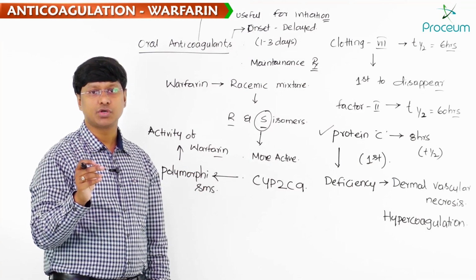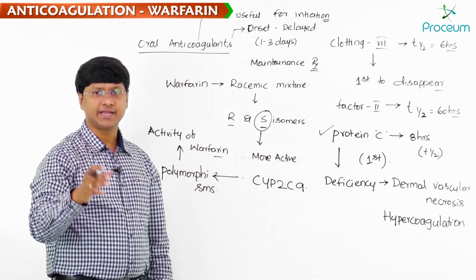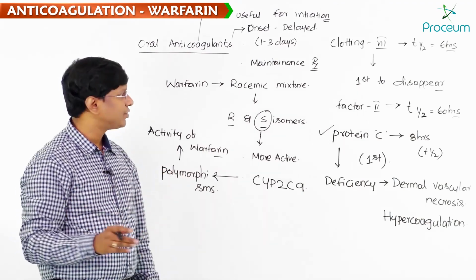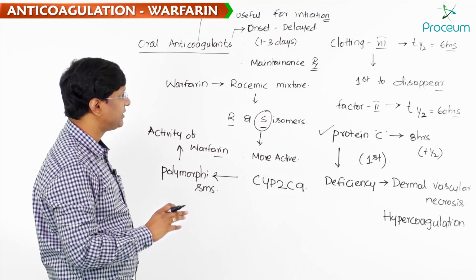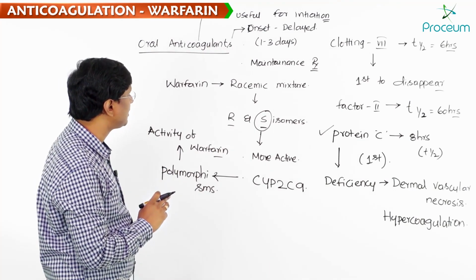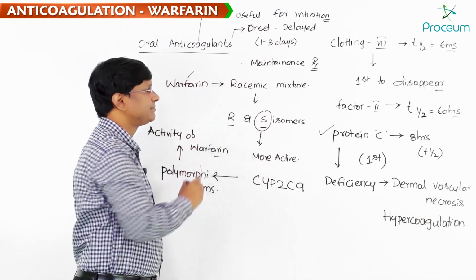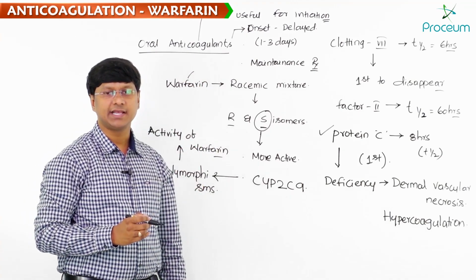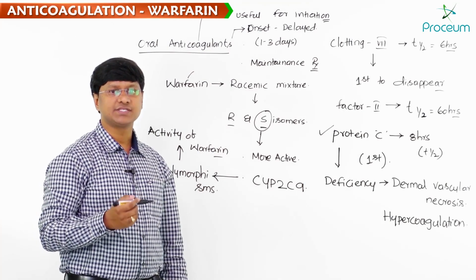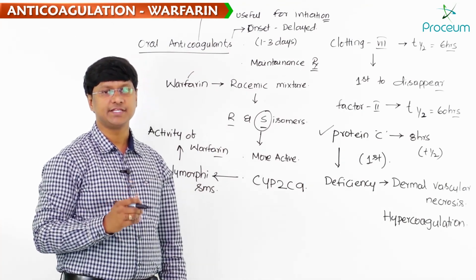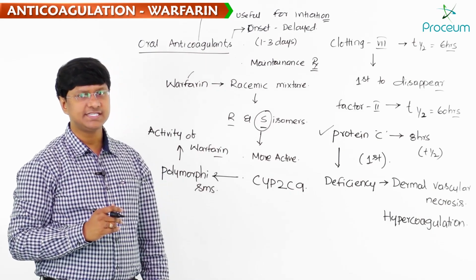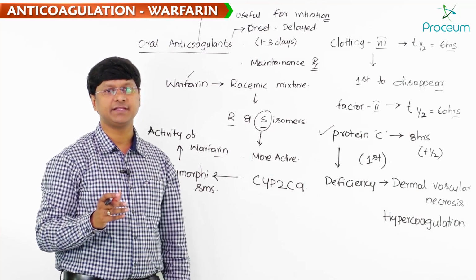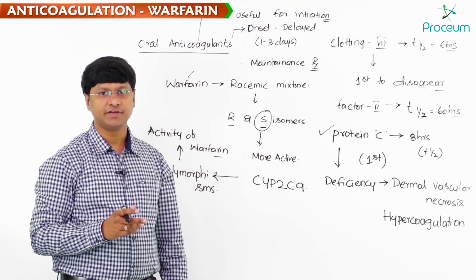Bleeding is the most common adverse effect. Now I'll tell you the adverse effects and how you treat that particular adverse effect. Before going on to the discussion, one important point you need to remember is that these oral anticoagulants, that is warfarin, are in the form of a racemic mixture, that is the R as well as S isomer. Among that, S-warfarin is more active and it is metabolized by CYP2C9. Polymorphisms in CYP2C9 may affect the activity of warfarin among different persons.